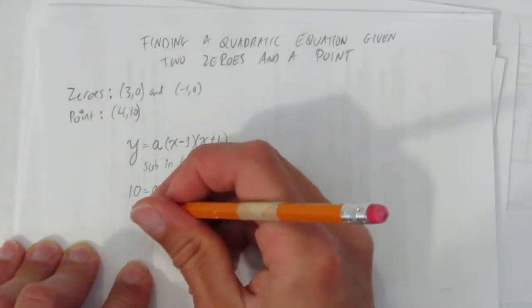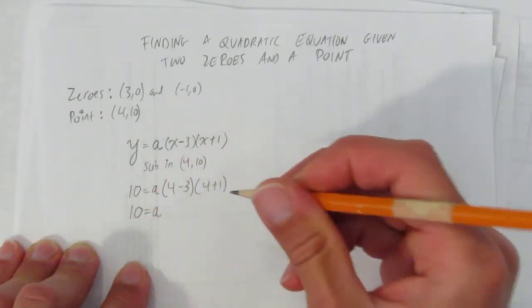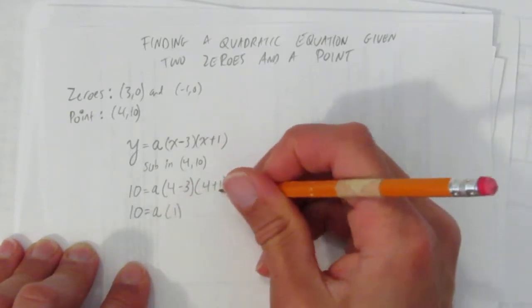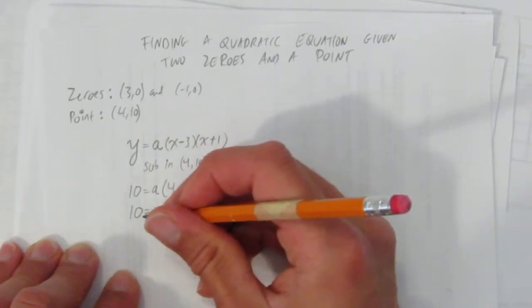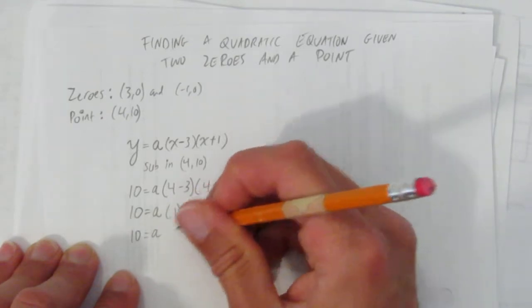Now we solve. How? Leave the 10 alone, nothing doing there. And we'll solve for that a. Do what's inside the brackets. 4 take away 3 is 1. 4 plus 1 is 5. So we have 10 equals a, and then 1 times 5 is just 5.